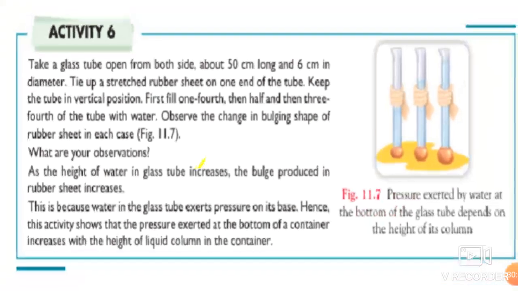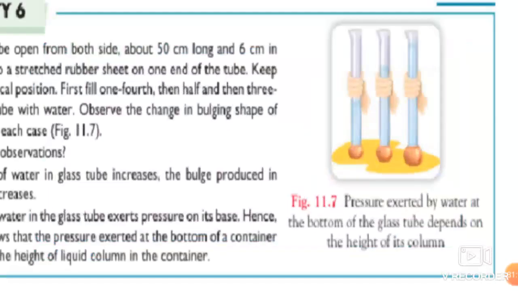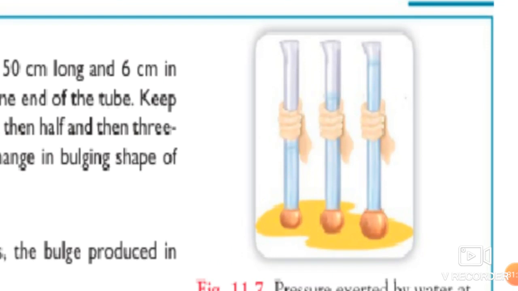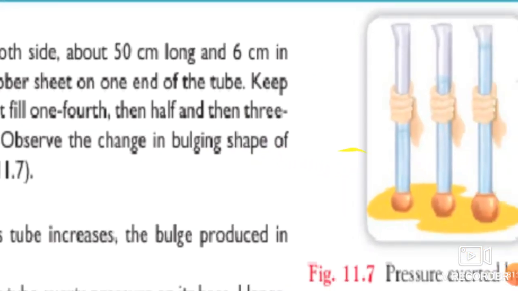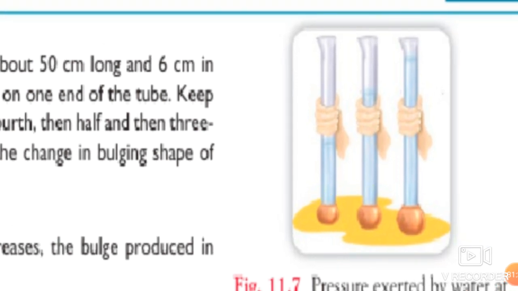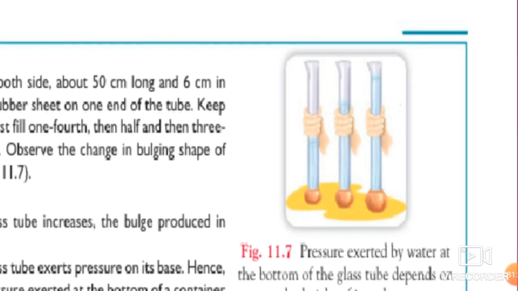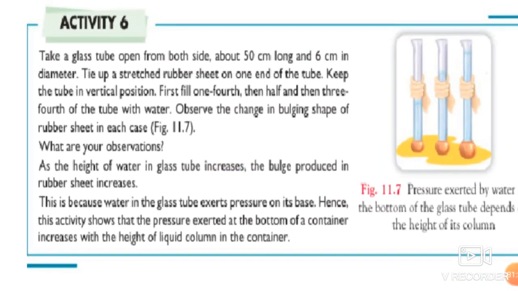So first fill 1/4. First you have to fill that tube 1/4, then half, and then 3/4 of the tube with water, and observe the change in the bulging shape of the rubber sheet in each case. See here, the first tube is filled with 1/4 water, the second one is half, and the third one has 3/4 of water filled. So what are your observations, students?